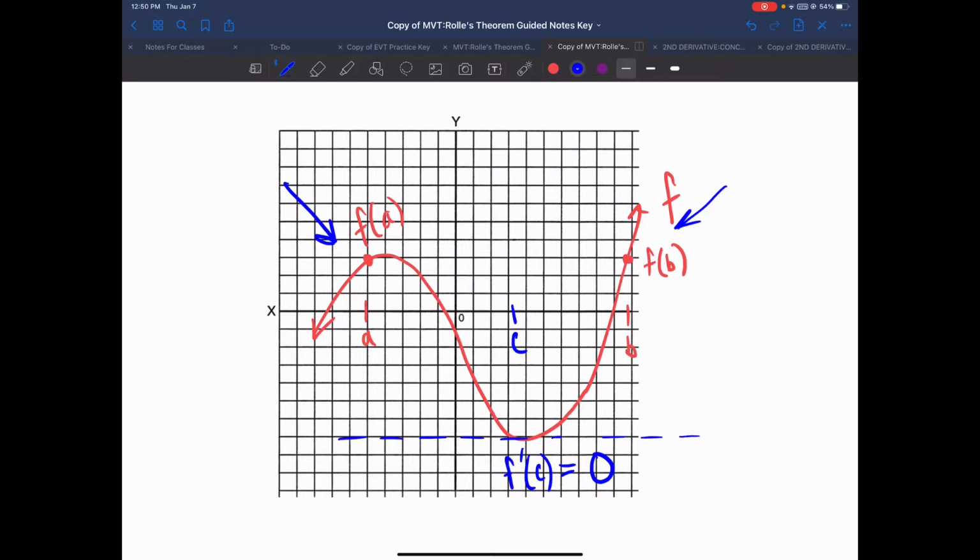So to go from f of a here, you have to go down, and then you go back up, and as soon as I go back up, I have this dip, which would be where the derivative is equal to 0. So it's a really simple theorem. It's common sense in a lot of ways, and pretty easy to apply for this one.